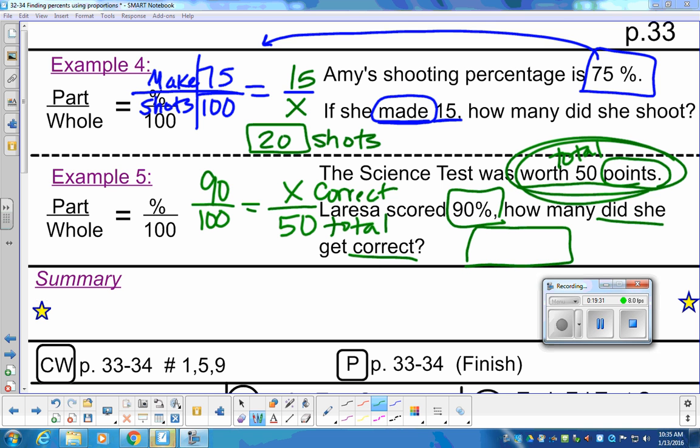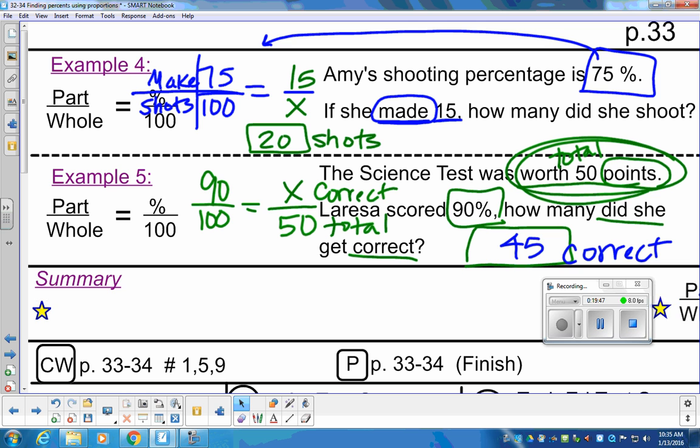We have a summary next. Cross products and solving. You should have come up with the answer that she has 45 correct. So she got 45 out of 50 on that test if she scored a 90%.